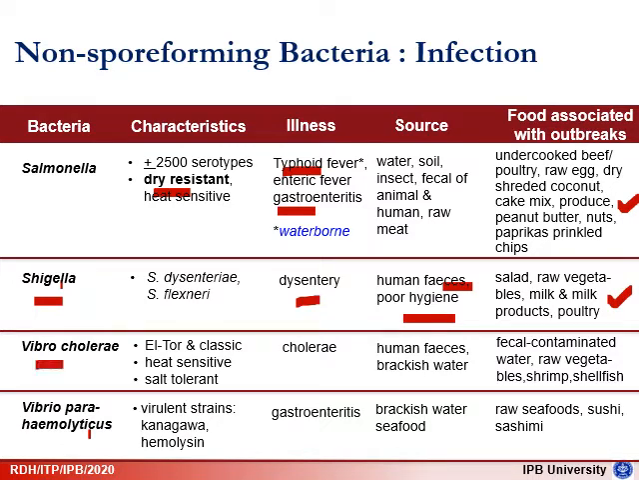Vibrio cholerae could cause cholera. It has been linked to human feces but also brackish water. So in addition to fecal contaminated water, outbreaks have been reported with raw vegetables and raw seafoods. Vibrio parahaemolyticus also causes gastroenteritis. It is associated with brackish water, thus usually is linked to the consumption of raw seafoods, sushi, or sashimi.